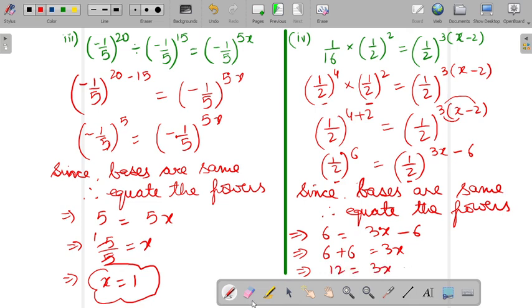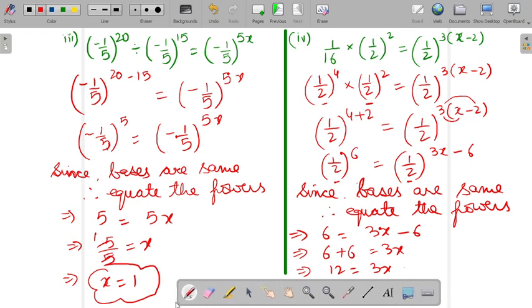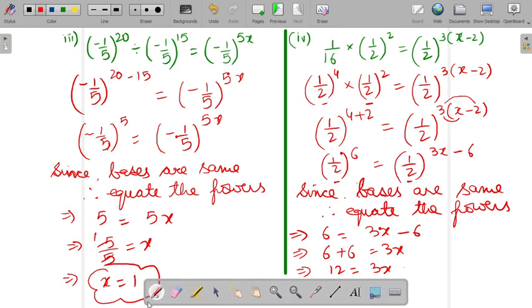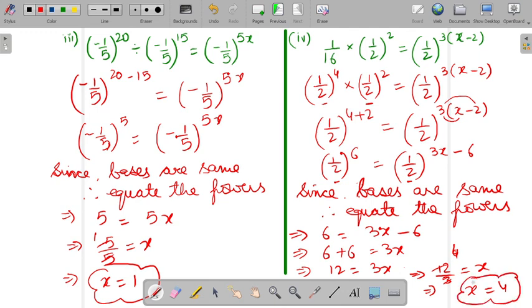Now next step, what should it be? What should be the next step now? How will you solve it? 12 upon 3 equal x. Cancel it. 4. So the answer of x would be 4. So x equal 4 is the final answer.